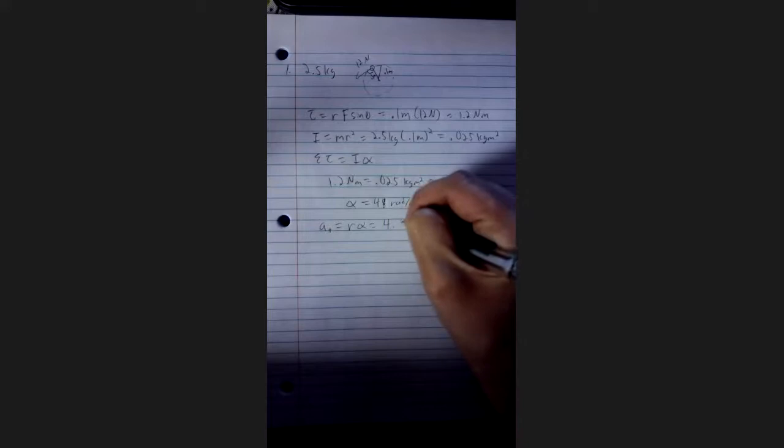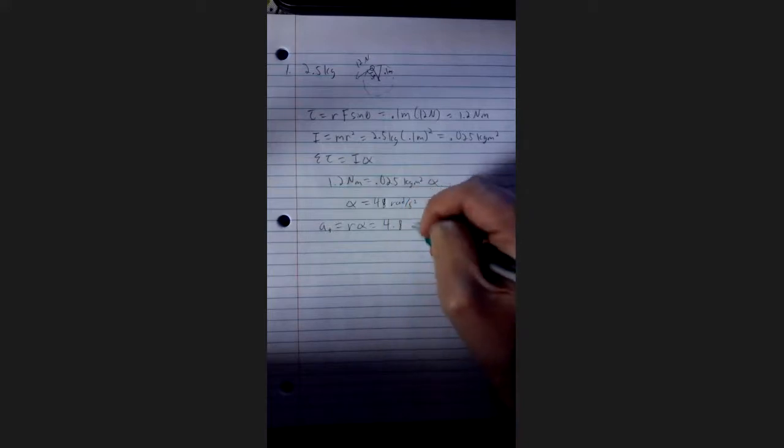Next, we want to know the tangential acceleration. So the angular acceleration is related to the tangential acceleration by the distance from the axis of rotation. So all I have to do is multiply by our 0.1. And their tangential acceleration is 4.8 meters per second squared. And if it starts from rest, what is the angular velocity after 12 revolutions?